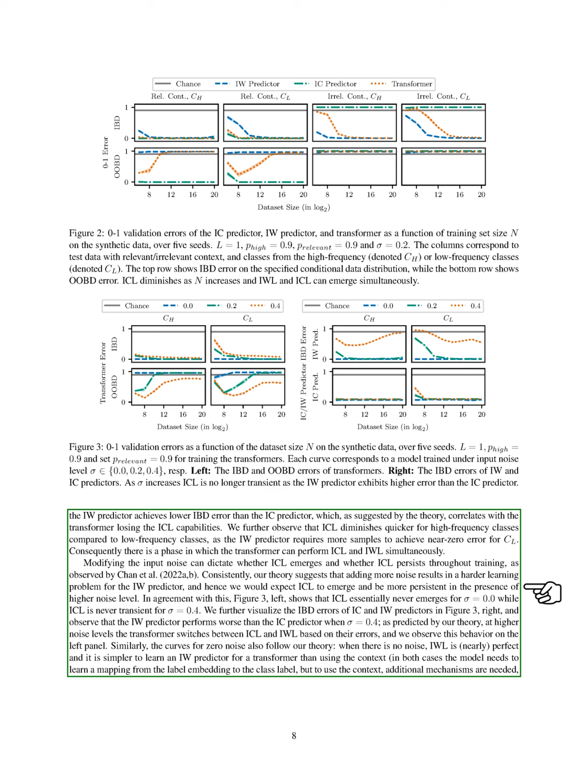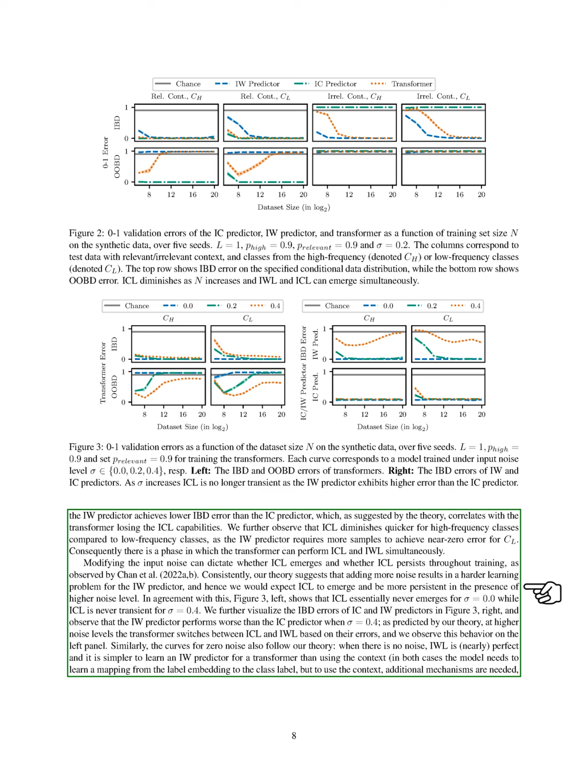We also notice that ICL fades more quickly for high-frequency classes than for low-frequency ones, as the IW predictor needs more samples to reduce error significantly. This leads to a phase where the transformer can perform both ICL and in-weight learning, IWL, at the same time. We find that adjusting input noise influences the emergence and persistence of ICL during training.